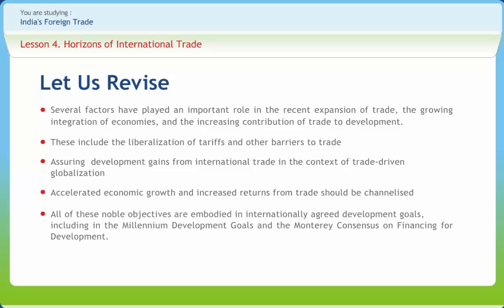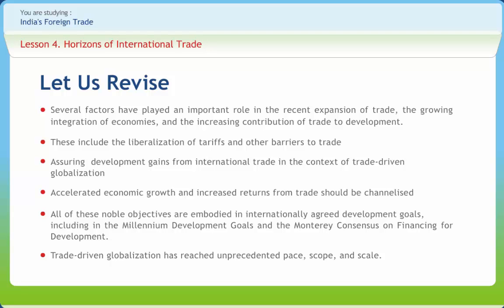All of these noble objectives are embodied in internationally agreed development goals, including in the Millennium Development Goals, MDGs, and the Monterrey Consensus on Financing for Development. Reducing inequalities and democratizing the trade and development gains within and across countries should become the essential attributes of the globalizing world. Trade-driven globalization has reached unprecedented pace, scope, and scale.